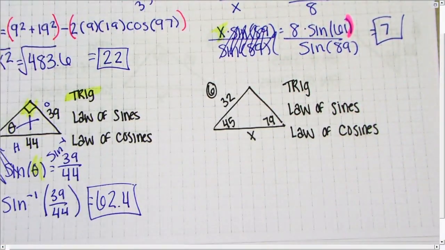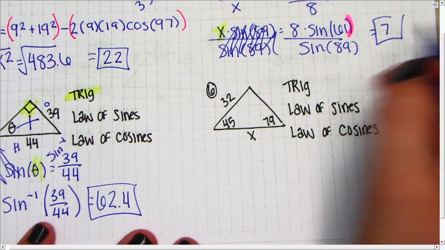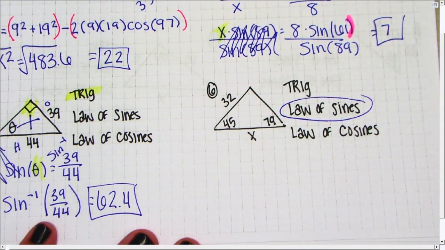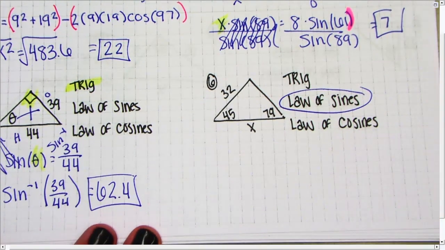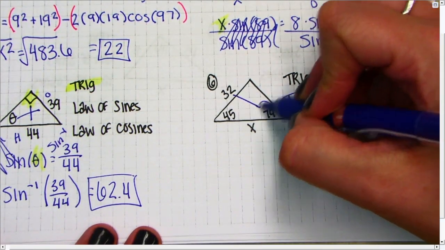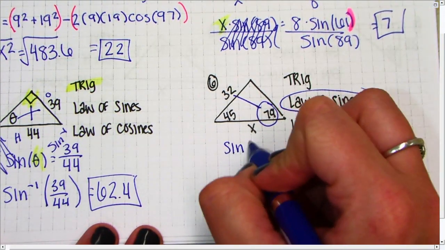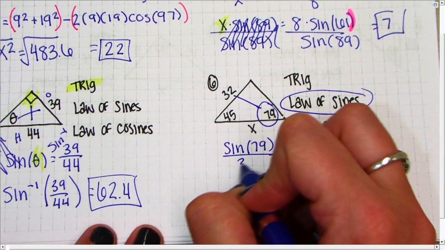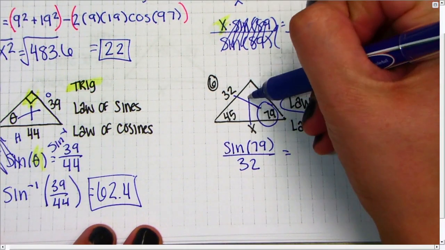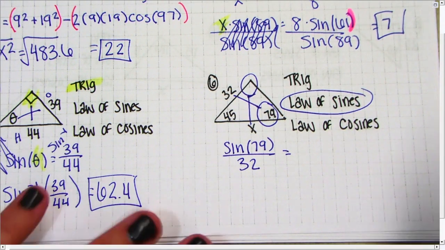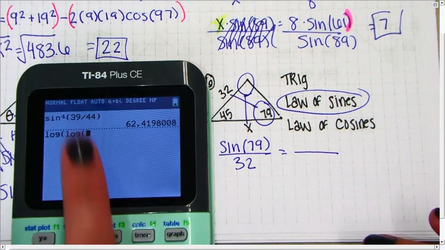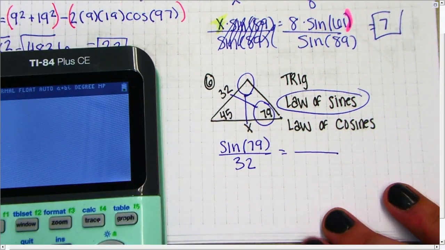All right, our next one, I see 2 sides and I see 2 angles, which means law of sines is my method of choice. So to continue on here, I'm going to set it up. 32 corresponds to 79, so sine of 79 over 32. X corresponds to nothing, but that doesn't mean that it's nothing. Remember, we add our angles and subtract from 180.